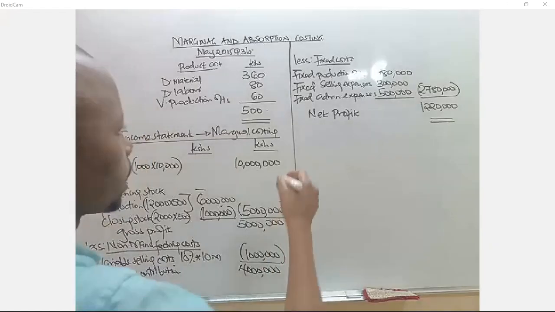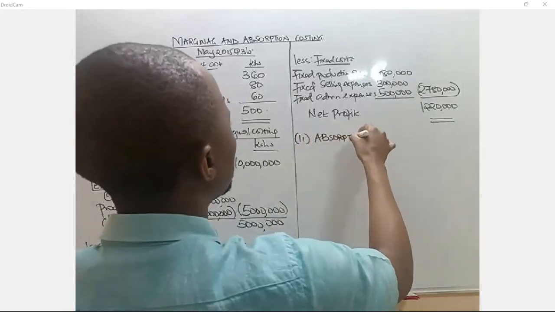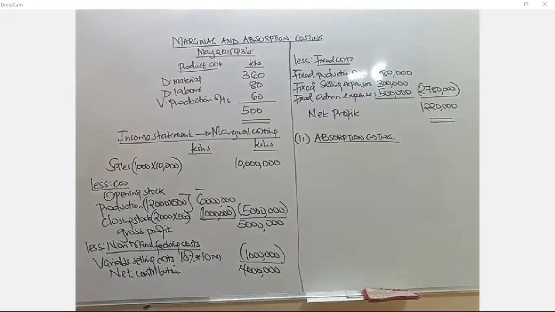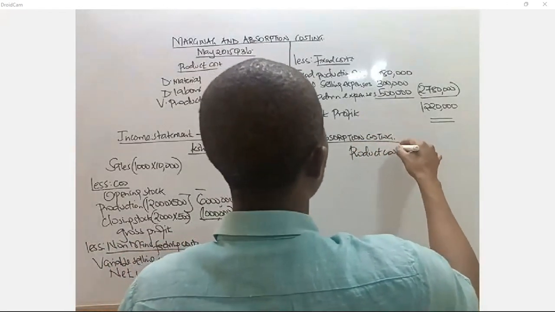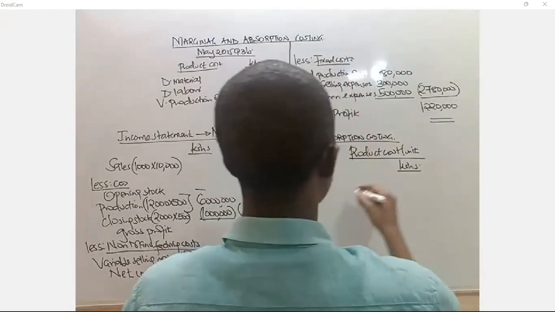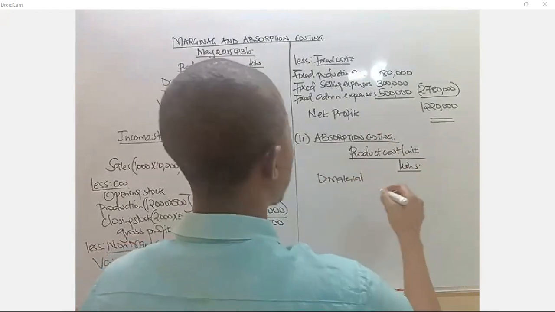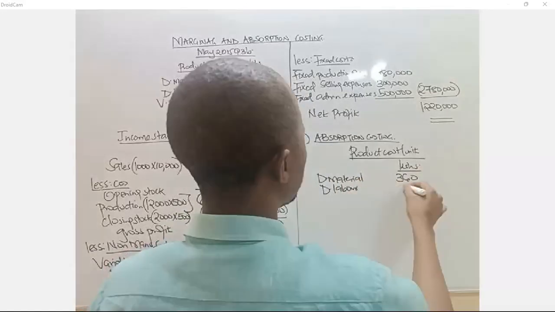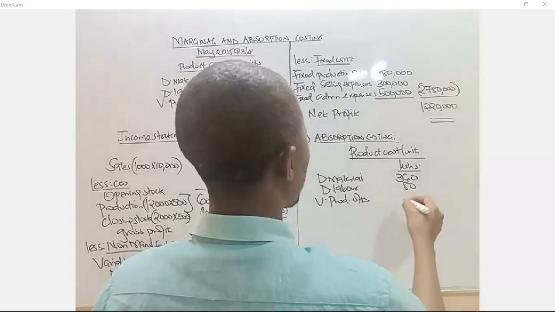Now let us go to the second requirement. Examiner wants you to get absorption costing. And it is also very simple. You start by looking at the product cost per unit. So nothing much is changing. You start with the direct material, which amounts to 360. Direct labor amounts to 80. Then we have variable production overheads, which is 60.